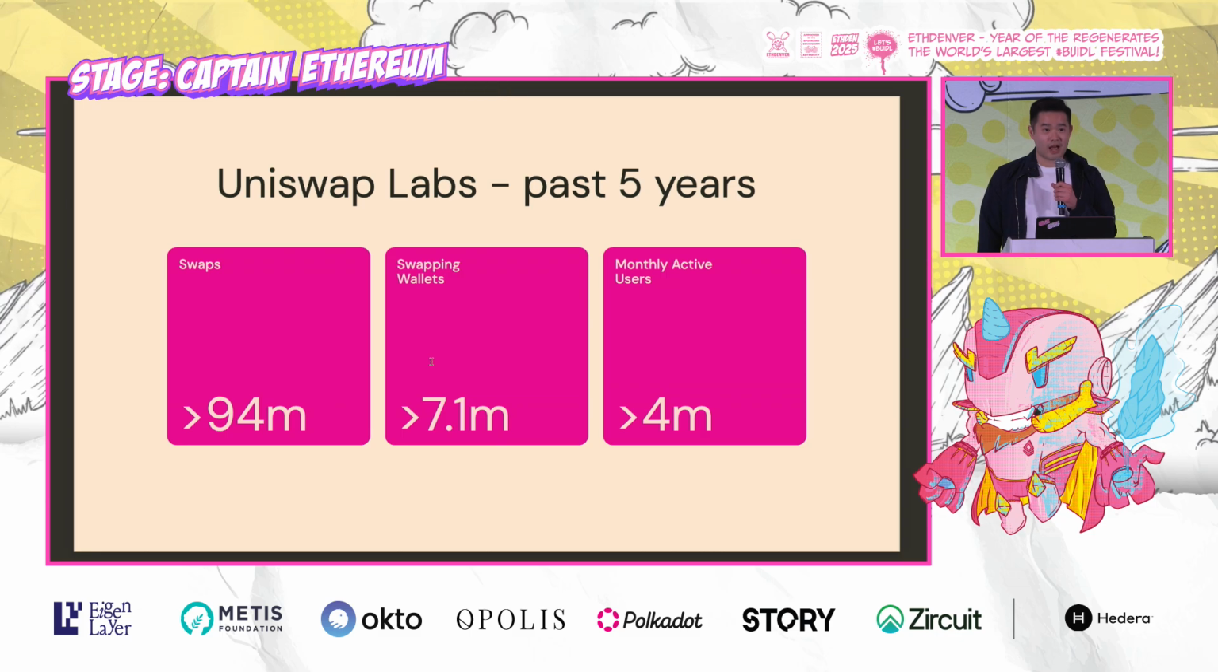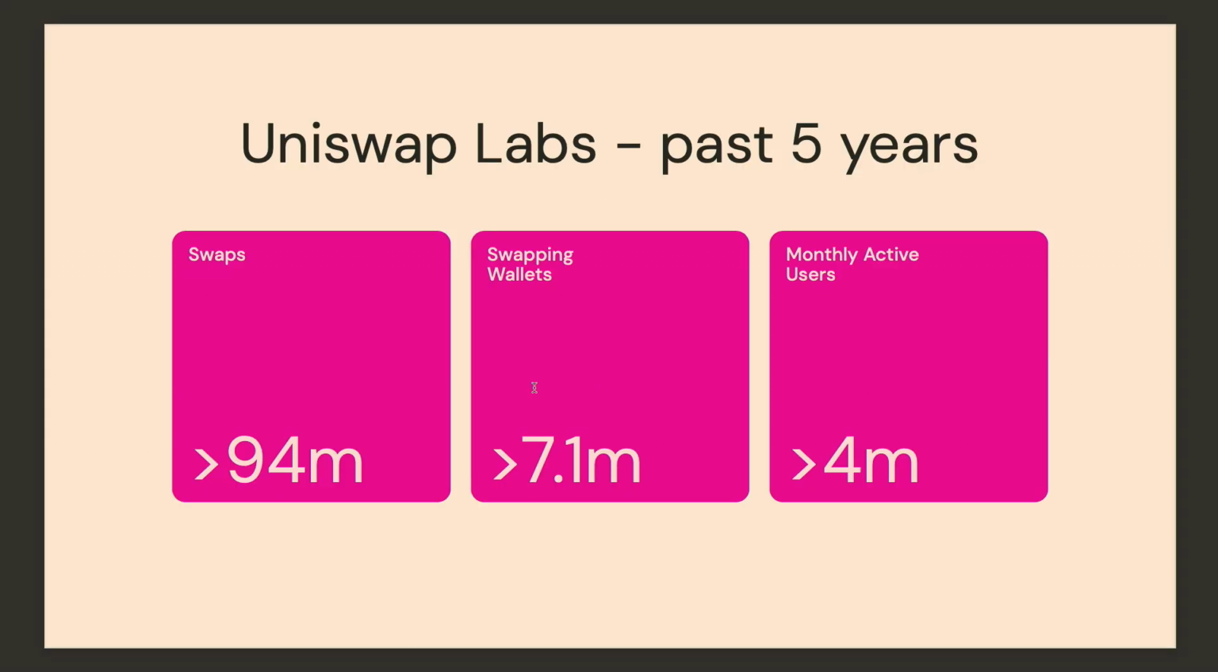But this is a talk about apps, and building great on-chain apps is in Uniswap Labs' DNA. Over the past 5 years, we've seen over 94 million swaps, over 7 million swapping wallets, and today we have over 4 million monthly active users.